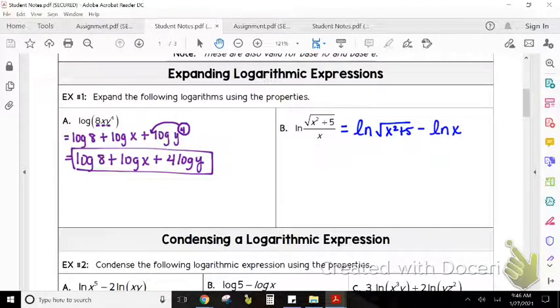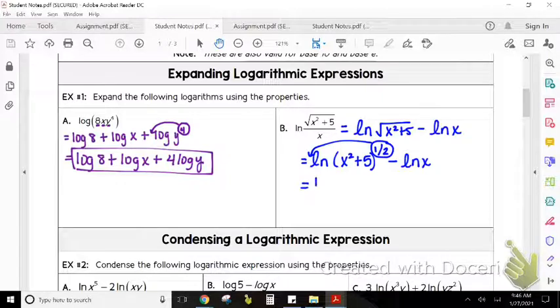Now, remember, taking the square root of something is the same as raising it to the 1/2. So that natural log of the square root of x squared plus 5 becomes the natural log of x squared plus 5 raised to the exponent, which is a 1, over the root, which was 2. And then I can't do anything with the rest of this, so I'm going to bring it down. And then now, because we have that power, we're going to remove it to become the coefficient. So we end up with 1/2 natural log of x squared plus 5 minus the natural log of x.